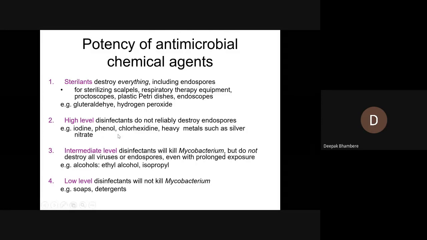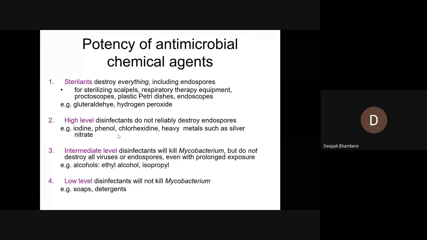This is the disinfectant which kills the microorganisms in the mouth, chlorhexidine. Then phenols can be used to kill the microorganisms present on surfaces. Then iodine can be used to kill microorganisms, and can also be used to clean wounds. Then silver nitrate can be used in most antiseptic creams.